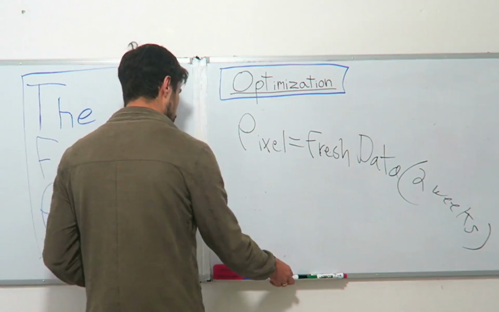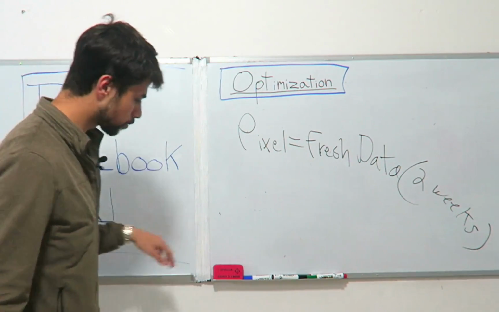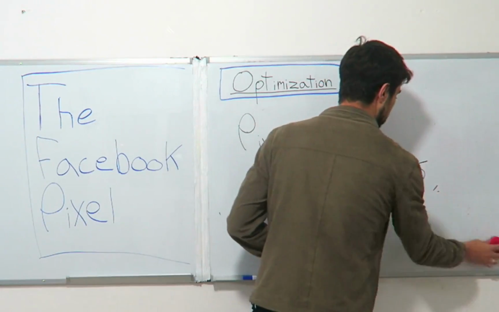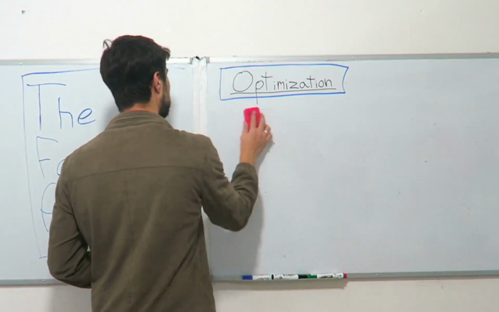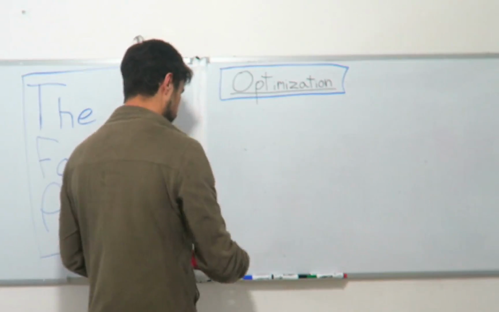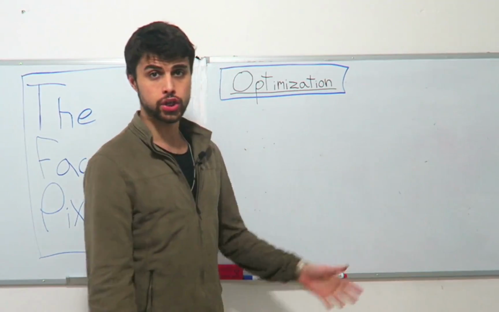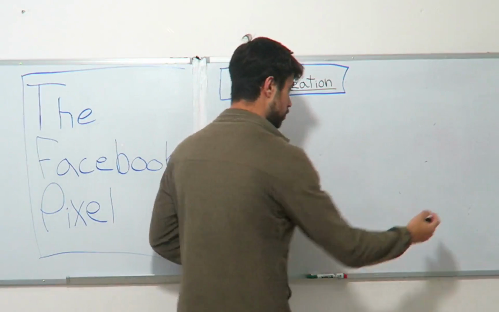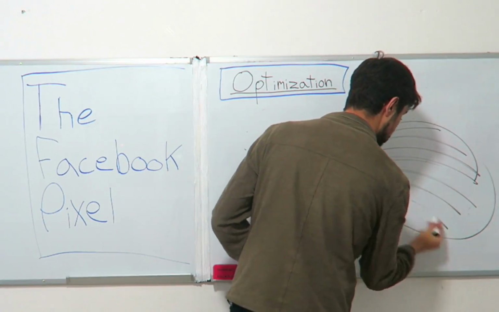Okay? So, let's recap really quickly, and then we'll move on. So, we have the pixel, right? We're optimizing on a certain action, right? That certain action, it scans the audience. So it scans the audience depending on the conversion that you optimize for.